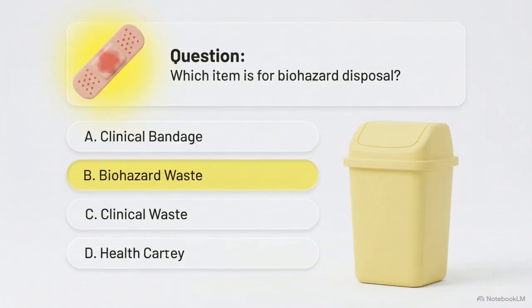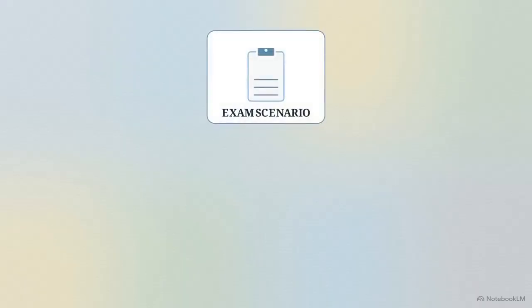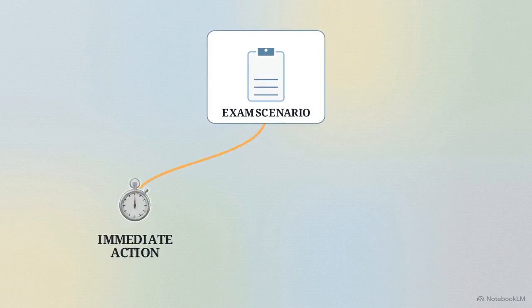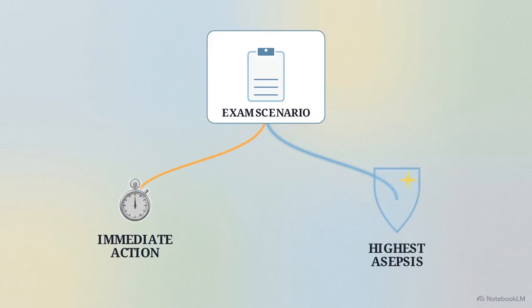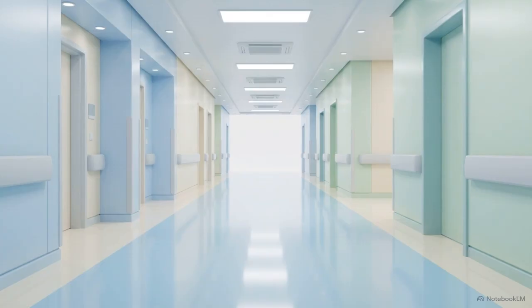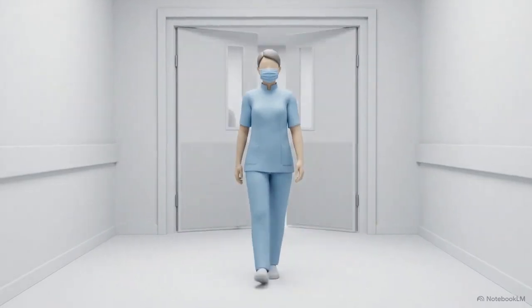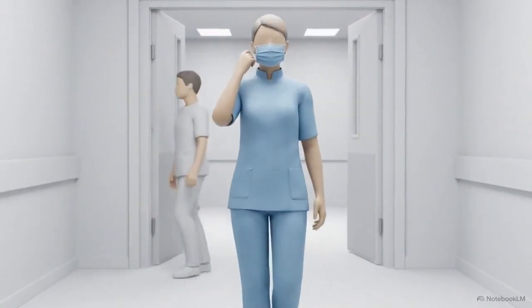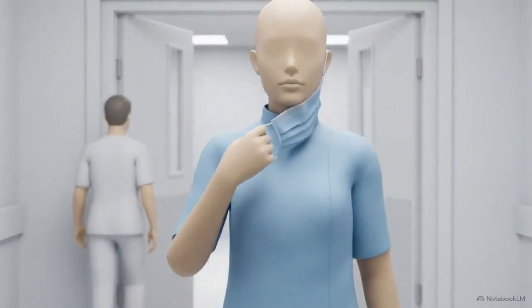When sorting waste, check the material. A blood-soaked surgical dressing is heavily contaminated with bodily fluids, placing it strictly in the yellow anatomical bin. Evaluate examination scenarios for the intervention that is either the most immediate action to mitigate exposure or the one that maintains the highest degree of asepsis. These protocols are the foundation of clinical safety. Mastering them ensures that your practice actively prevents the spread of disease, protecting both the patient and the community.